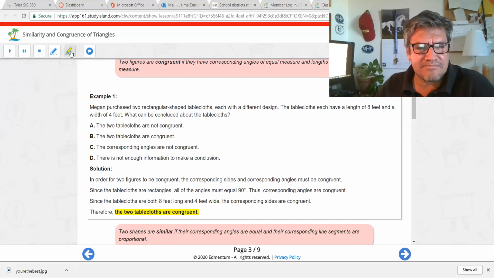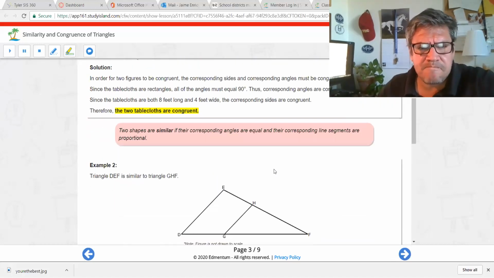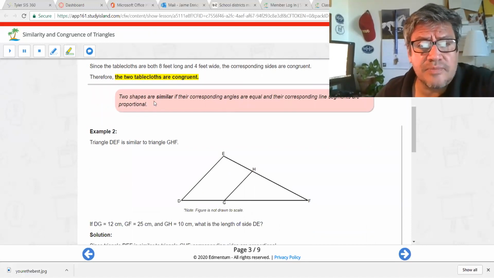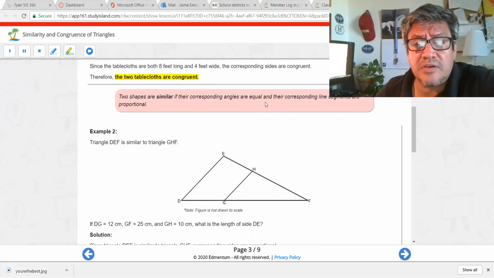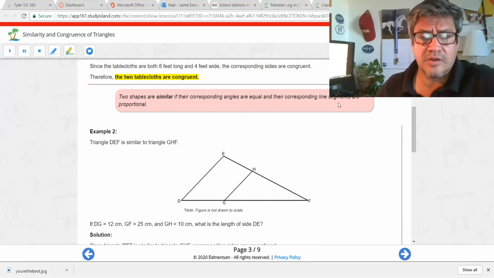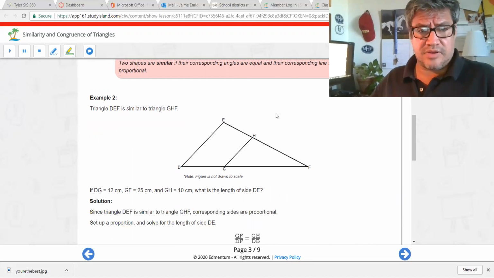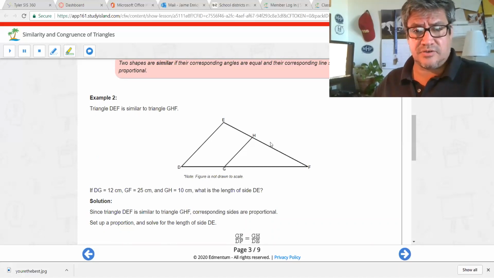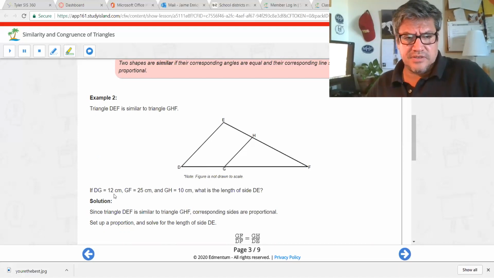So let's look at this next example. 2 shapes are similar if their corresponding angles are equal and their corresponding line segments are proportional. So, okay, this gets a little wordy here. Triangle DEF, that is the larger triangle, is similar to triangle GHF, which is the smaller triangle inside of it. DG is 12, GF is 25, GH is 10. What is the side length of DE?